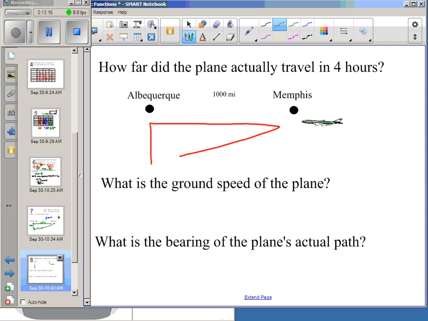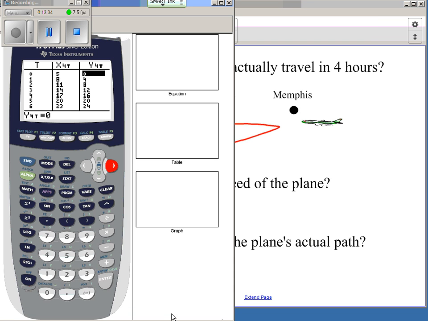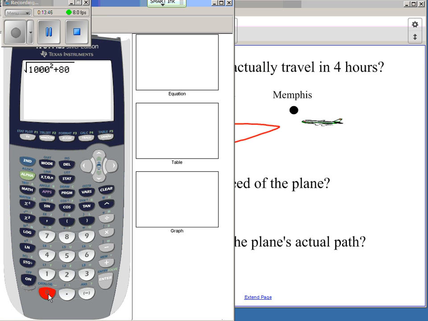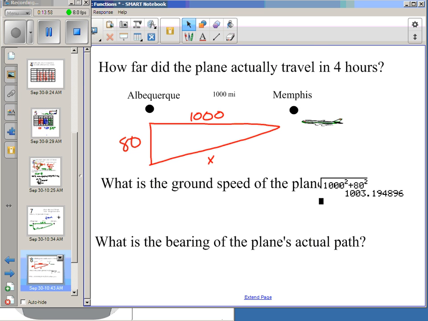Well, this is our right triangle. I traveled 1,000 miles here, and I traveled 20 miles per hour for 4 hours, which is 80 miles. And so I want to know this. This is a Pythagorean problem. Again, I want to find the square root of 1,000 squared plus 80 squared. And I will get 1003.194896. So that's how far we actually went.